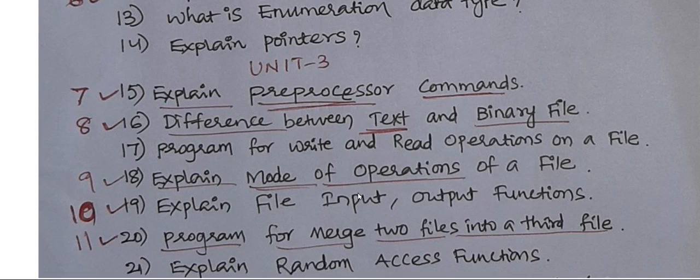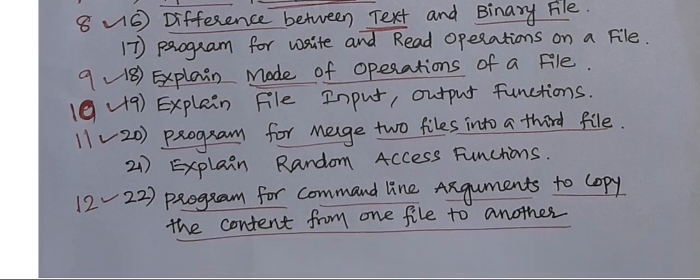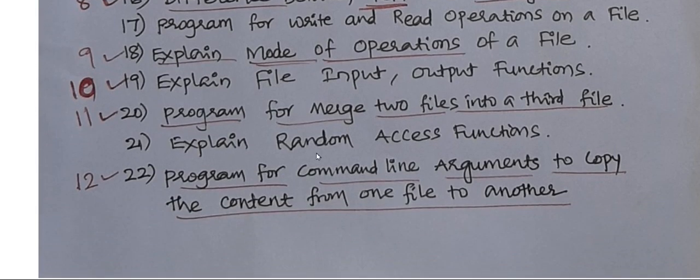Very important. File input output functions. General input output functions are there, file input output functions are there. It will start with F. Okay. Next, 20th question, very important question, program for merge two files into a third file. It's very important. Next, explain random access functions: fseek, ftell, rewind.